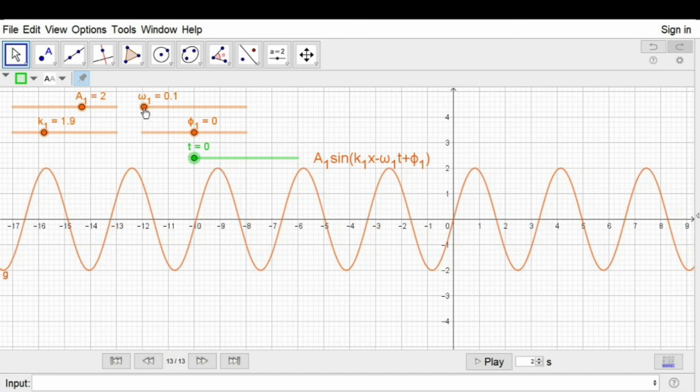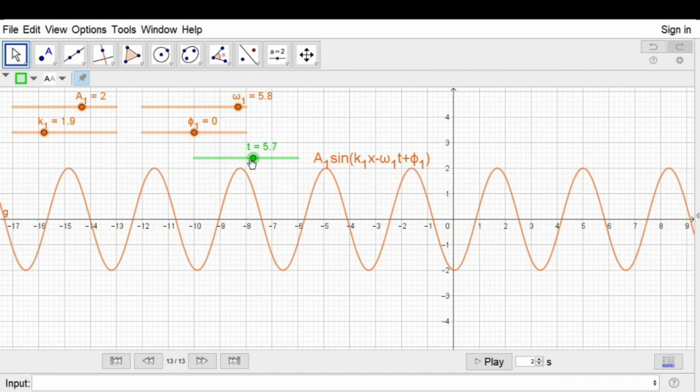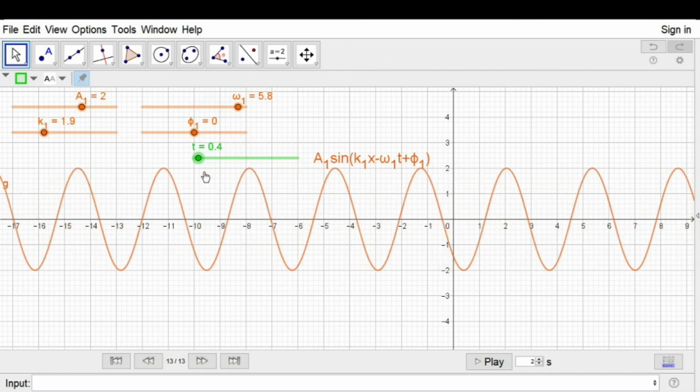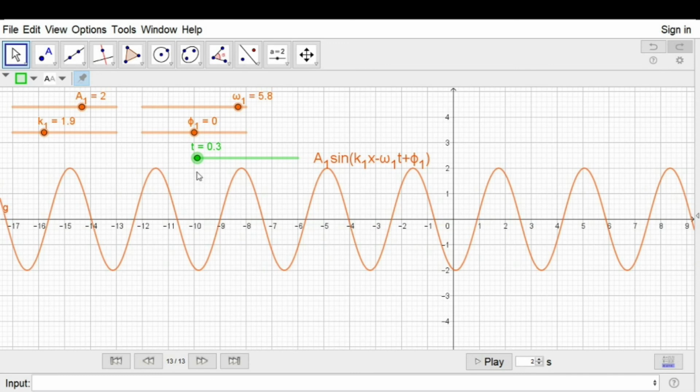But I can give it a larger angular frequency. Remember, angular frequency is 2 pi over the period, right? And so if I have a high angular frequency, I have a short period. Let's get a number out here. And now you'll see as the time increases, it's moving fairly quickly to the right. Again, the velocity is the wavelength over the period, and so omega over k is the velocity. I think that covers it.